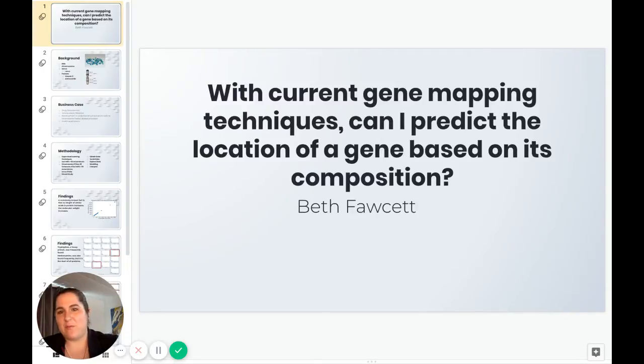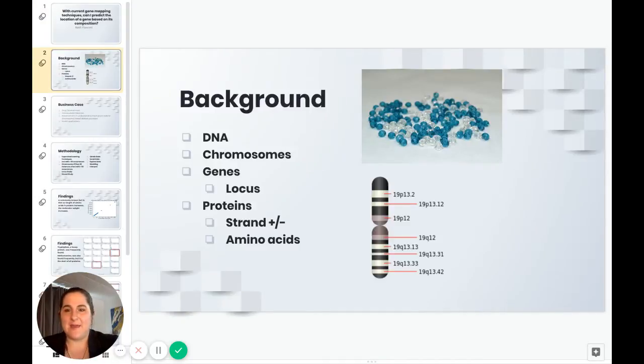And the driving question for my project was, with current gene mapping techniques, can I predict the location of a gene based on its composition? A little bit of background about myself. I am a chemist, and I'm really interested in proteins, so I wanted to develop a study about proteins. Now, proteins and genetic information are linked.